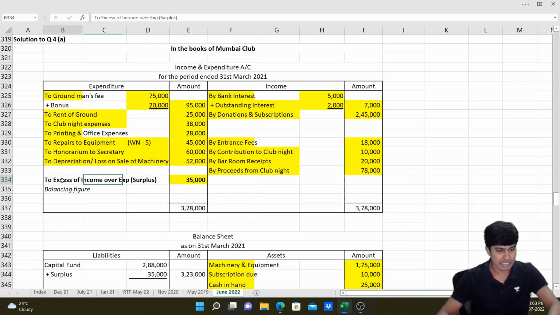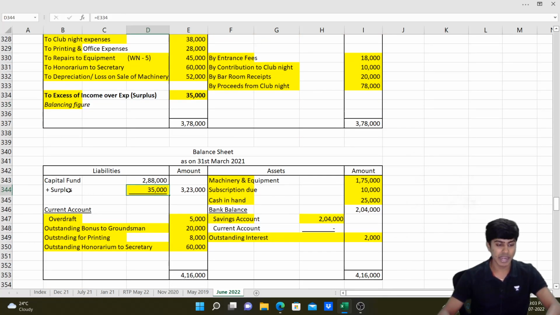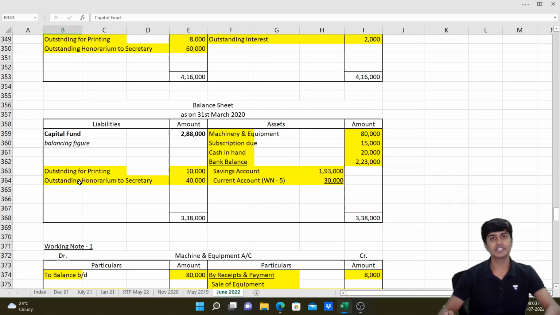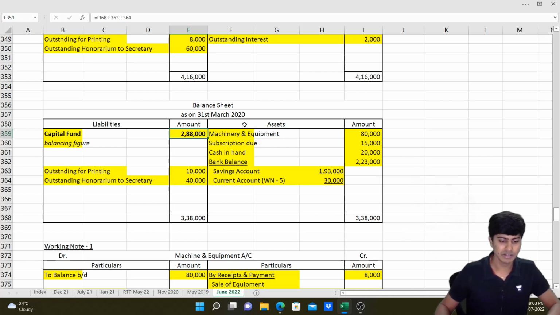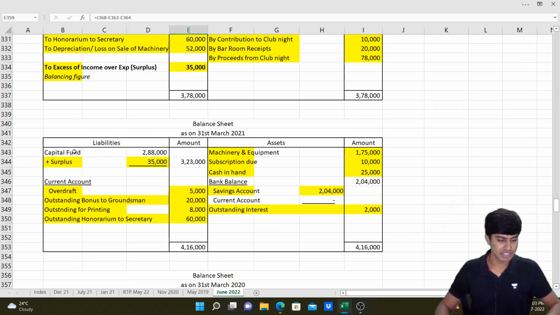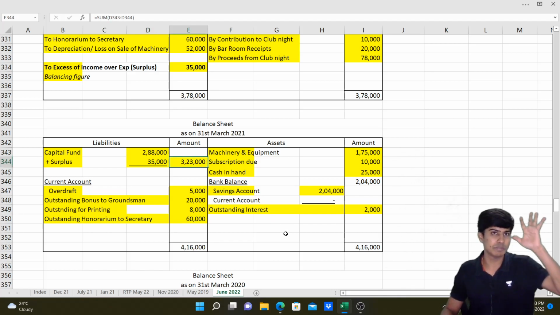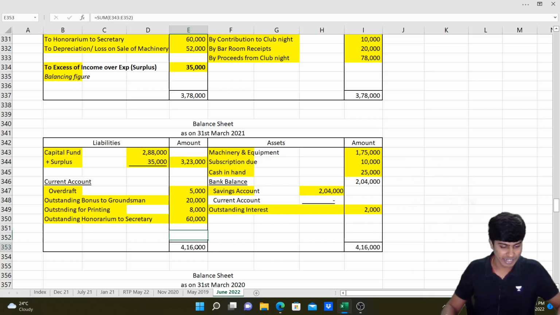Identify our surplus as balancing figure. This surplus needs to be added to the capital fund, which we don't know. This capital fund needs to be found as balancing figure in opening balance sheet. We have everything else in opening balance sheet except this 2,88,000 to be found as balancing figure. From opening balance sheet, we'll write this 2,88,000 to our closing balance sheet. We'll add that to our surplus to find 3,23,000 as closing balance sheet's capital fund, and that's the amount at which our closing balance sheet would tally.